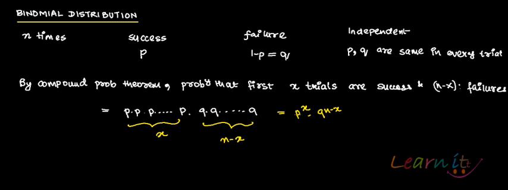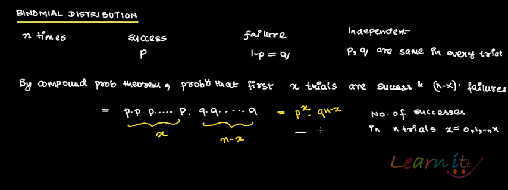The number of successes in N trials may be X equals 0 to N. These number of successes could be anything. It could be just one, and the remaining could be N minus 1 for the failure. So the number of successes in N trials could be anything from X equals 0, 1 to N. Now let me name this as 1.